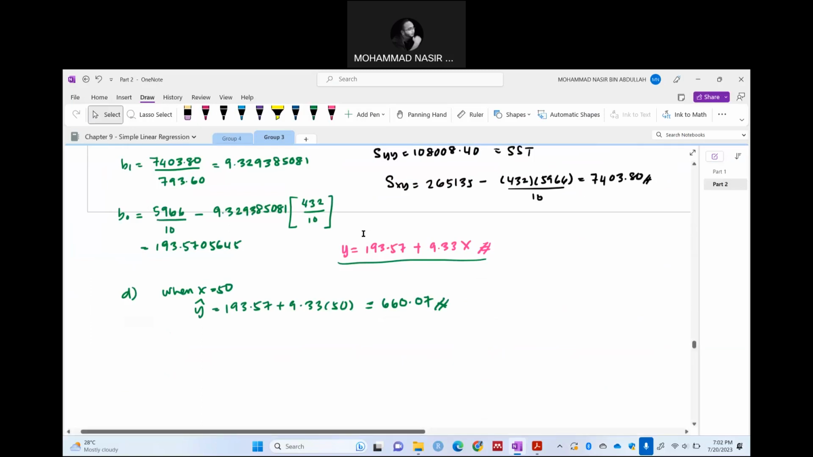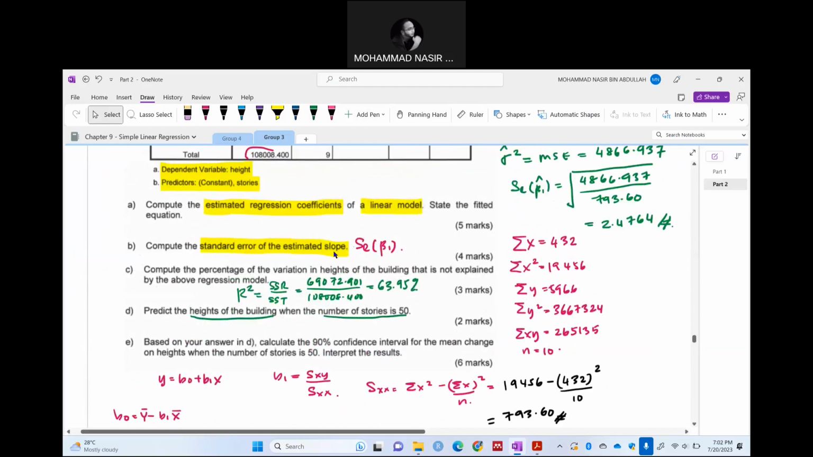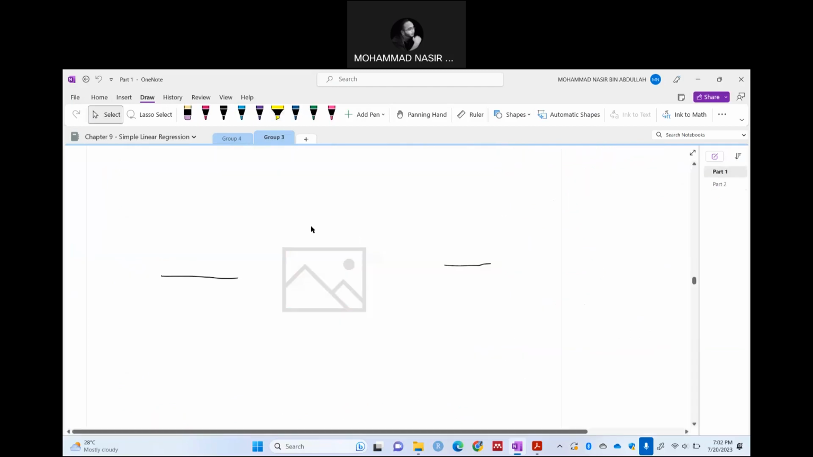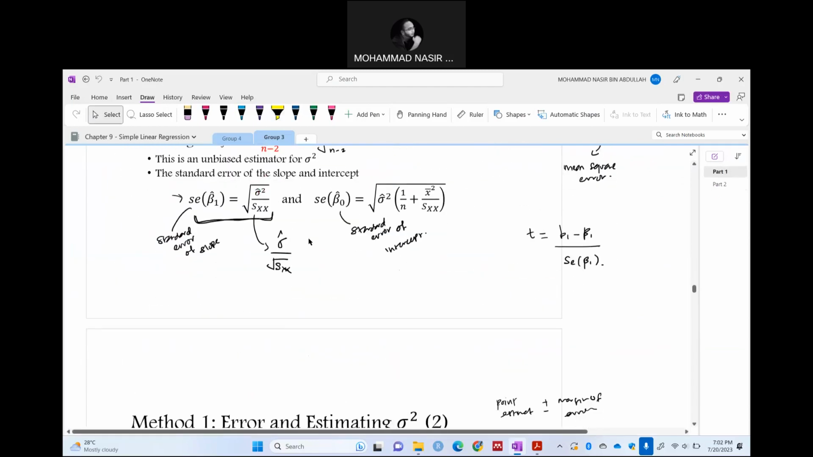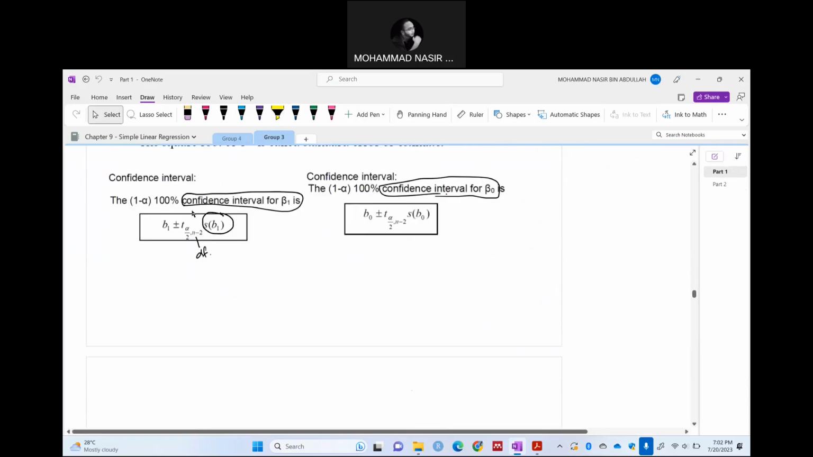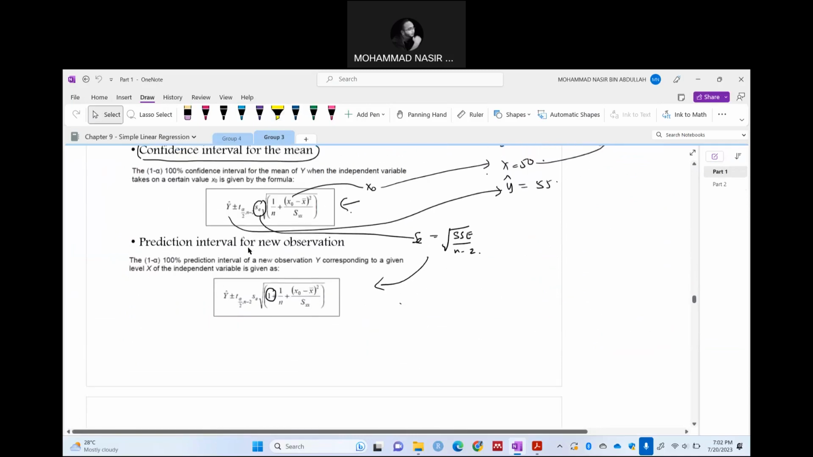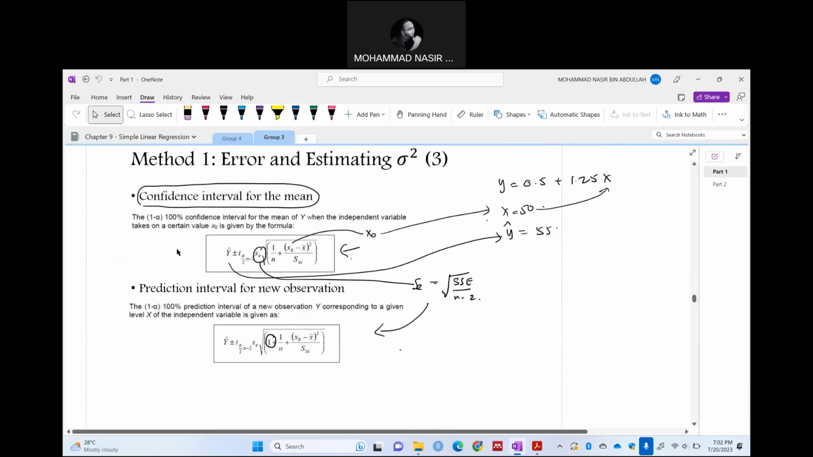Alright. The last question. Listen. This one, based on your answer in D, when X equal to 50, calculate 90% confidence interval for mean change of height where number of stories is equal to 50. So remember last lecture, I already showed you the confidence interval. This is a confidence interval for slope, and this is a confidence interval for mean and prediction interval.